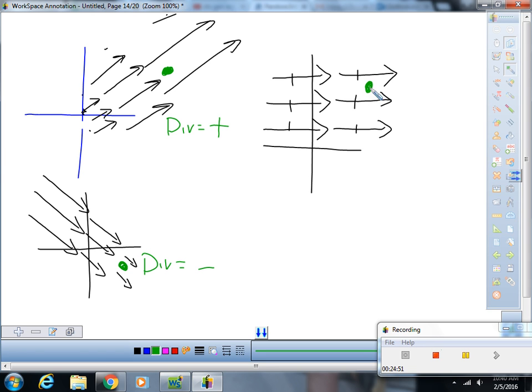Okay? And now here, this particle would just be getting moved. It's in a force field, so force is acting on it. So it is feeling force, but it's not changing magnitude, only location. And this would be zero divergence, okay?